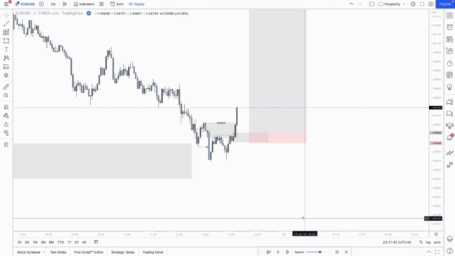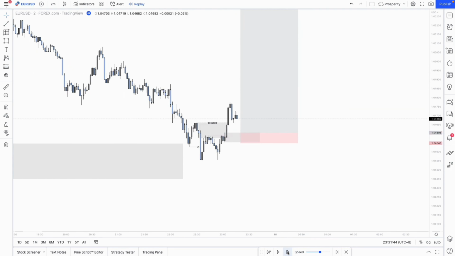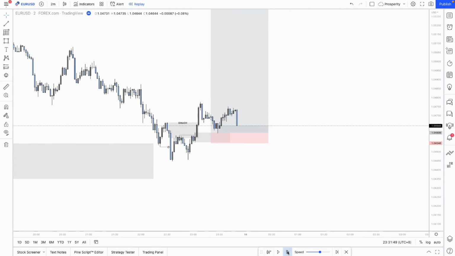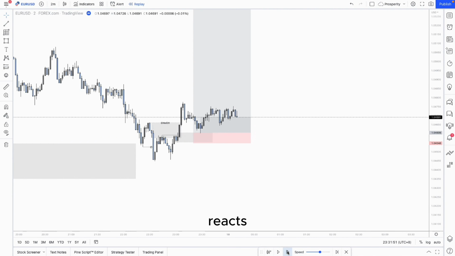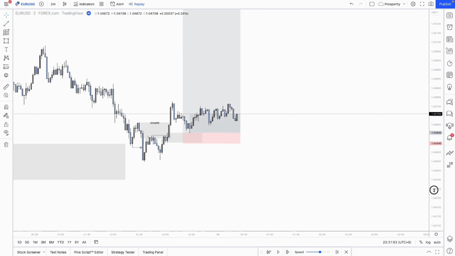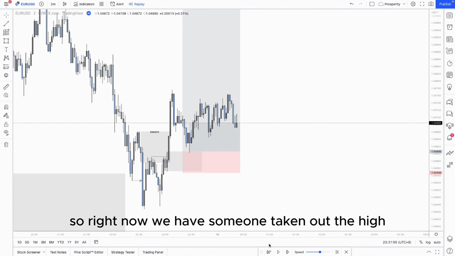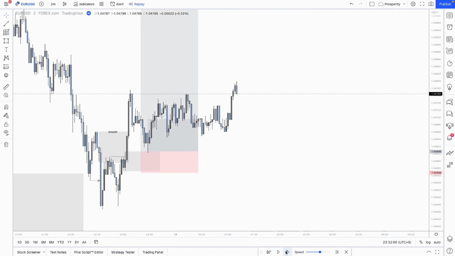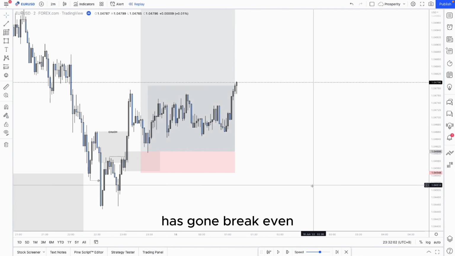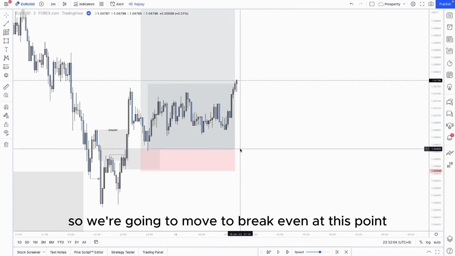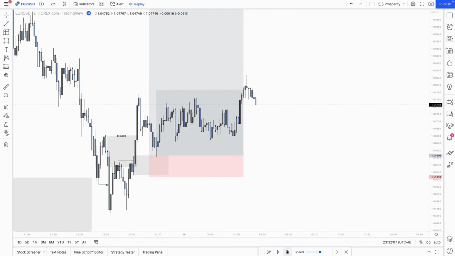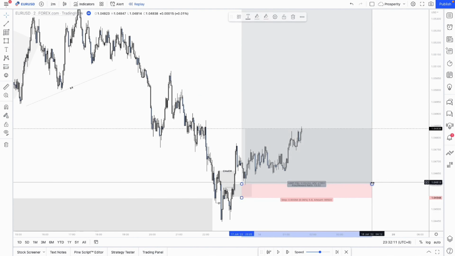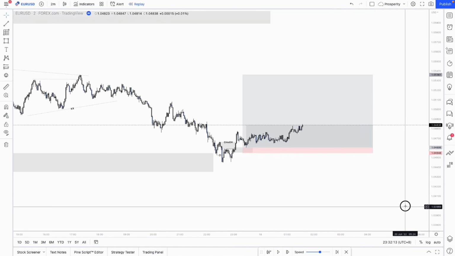So price tag this in, reacts. So right now we have still not taken out the high. High is gone. Break even. So we can already move to break even at this point and just let the rest play out.